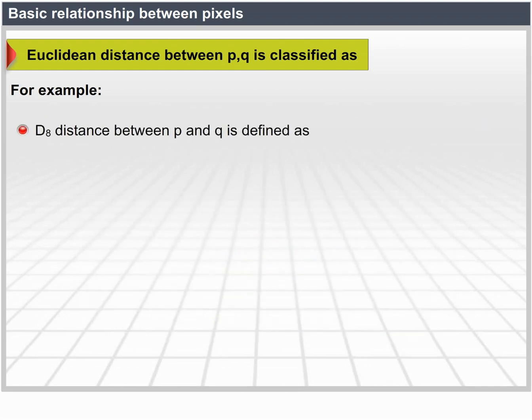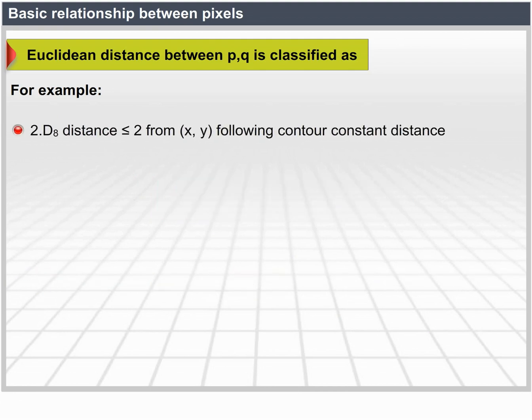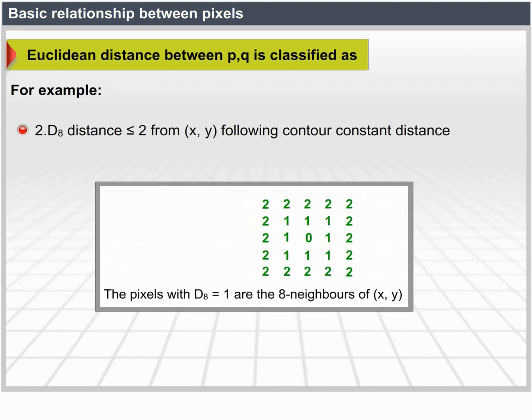D8 distance between P and Q is defined as D8(P, Q) equals max of |x minus s| and |y minus t|. In this case, the pixels having a distance less than or equal to some value r form a square centered at (x, y). D8 distance less than or equal to 2 from (x, y) forms contours of constant distance.